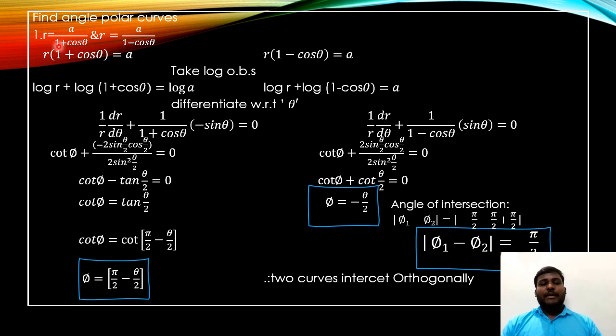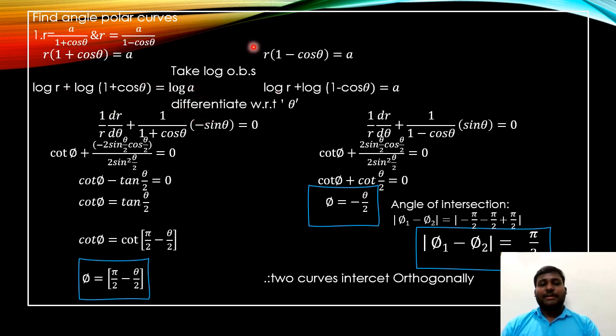When we cross multiply 1 + cos θ and 1 − cos θ towards the RHS, we get r(1 + cos θ) = a, and r(1 − cos θ) = a. Take log on both sides. log r + log(1 + cos θ) = log a. log r + log(1 − cos θ) = log a.